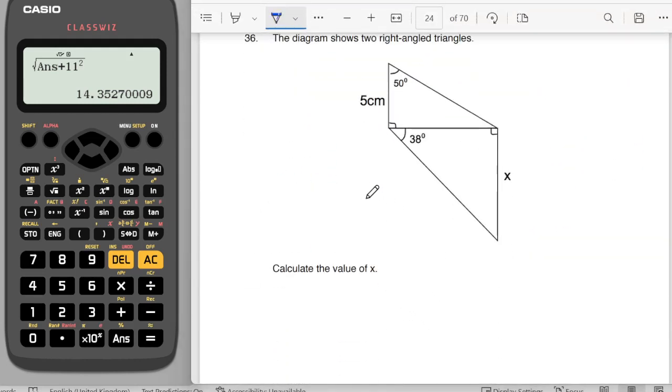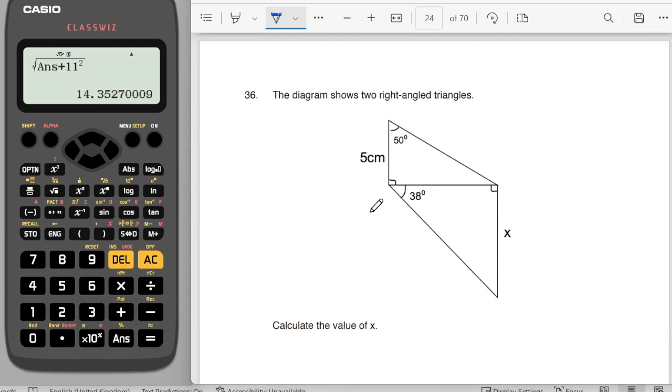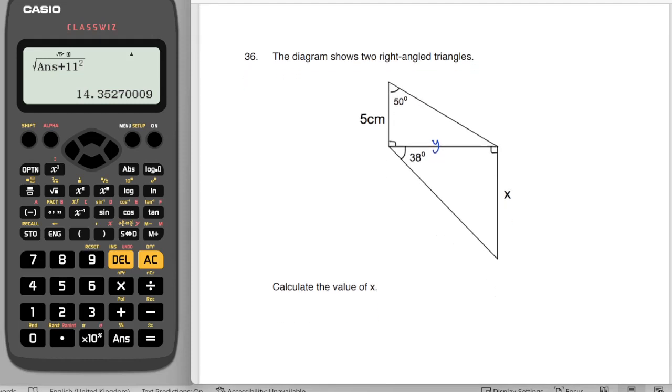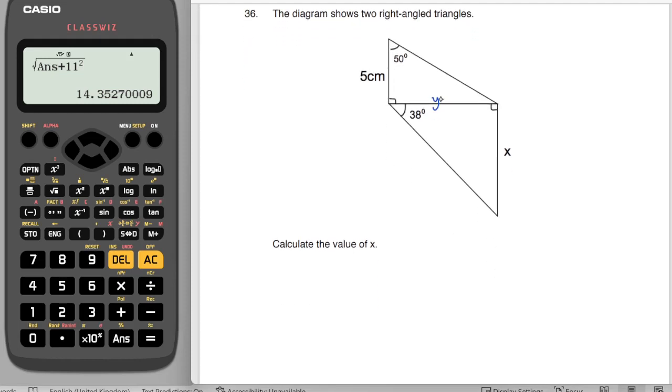Okay, and question 36. The diagram shows two right-angle triangles. Calculate the value of x. So similar question to 35, except we're having to use trigonometry here instead of Pythagoras, but it's kind of the same principle. So I'm going to work out this length first of all, which I'm going to use to find my value for x. So if I'm starting with y, this is my angle, so this would be the opposite and this would be the adjacent. The trig ratio involving an O and an A is the tan ratio.